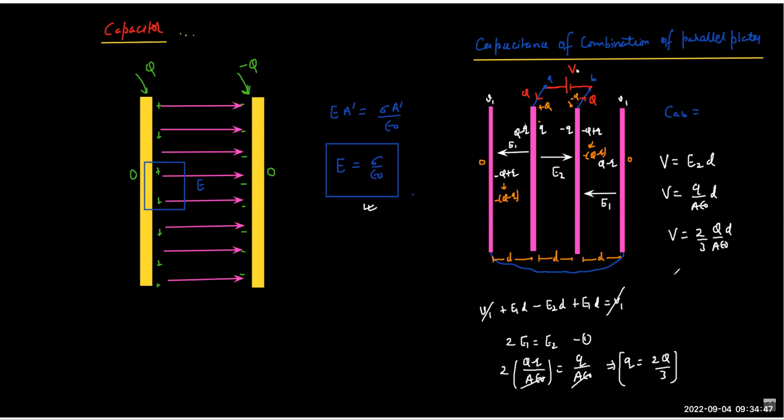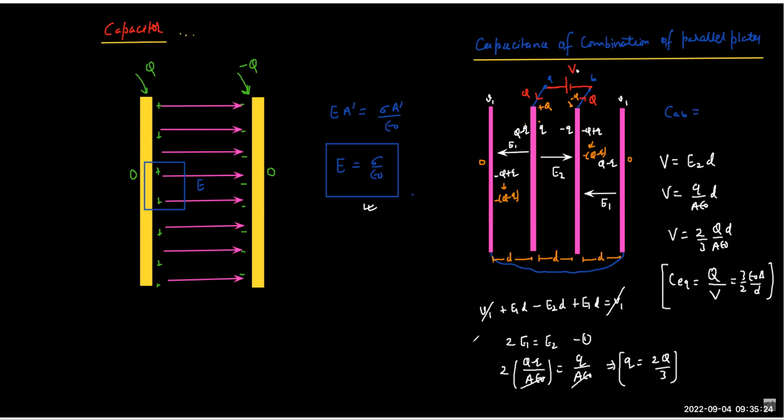But we know that the C equivalent is defined as charge given upon potential difference, isn't it? So Q by V turns out to be 3 by 2 epsilon A by D. Do you get the answer, sir? By definition, if a battery of voltage V has given a charge Q, then the C equivalent we write as Q by V. Is this clear?